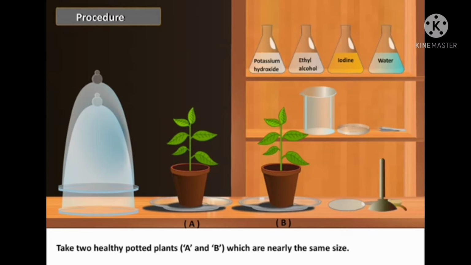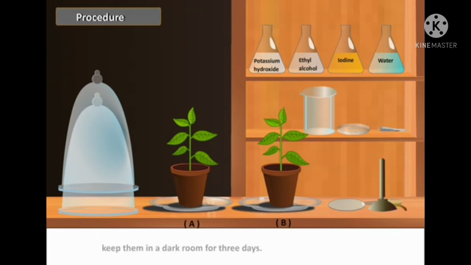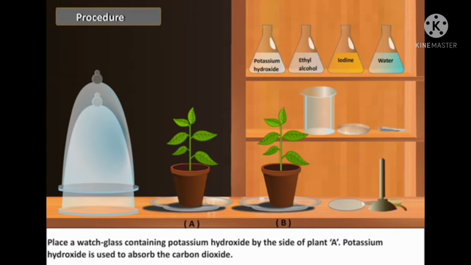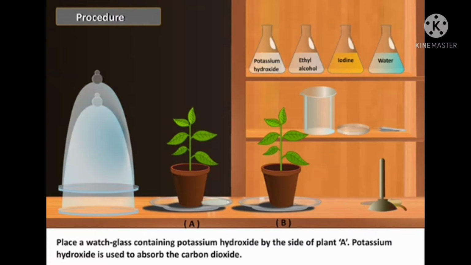What is the procedure? Take two healthy potted plants A and B, which are nearly the same size. Keep them in a dark room for 3 days. Now, place each plant on a separate glass plate. Place a watch glass containing potassium hydroxide by the side of plant A. Potassium hydroxide is used to absorb the carbon dioxide.